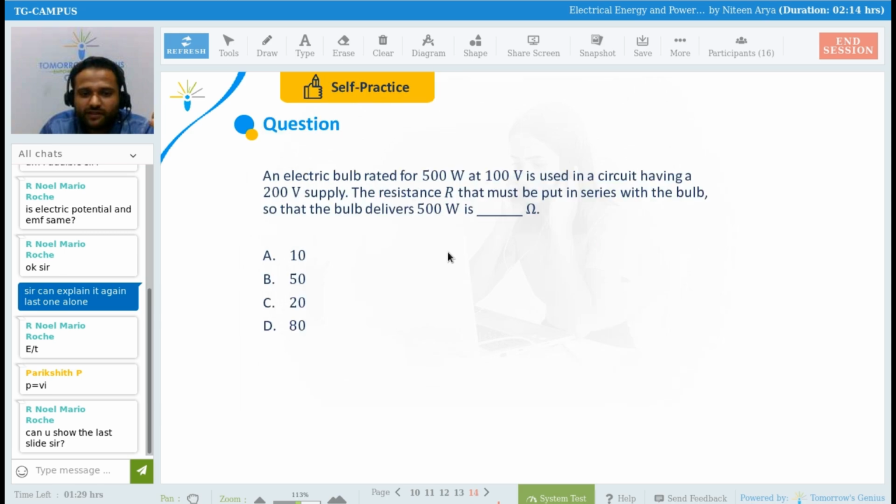Good. Try this one. They asked this, maybe some 2020 or 2019 question. JEE Mains question this is. I didn't write, I don't know why they don't write, but I know this is from the JEE. An electric bulb rated for 500 watt is used in a circuit having a 200 volt supply. The resistance R that must be put in series with the bulb so that the bulb delivers that much watt is. You need to find the resistance. Simple.